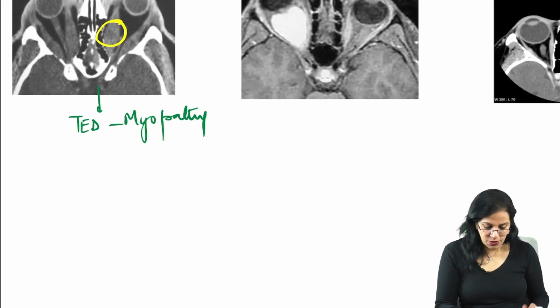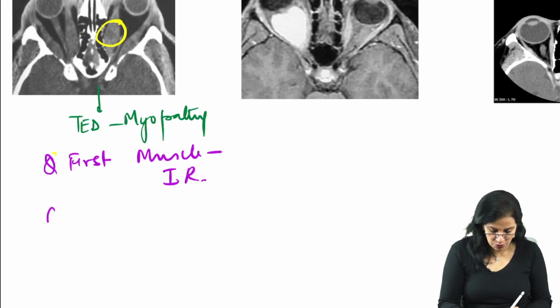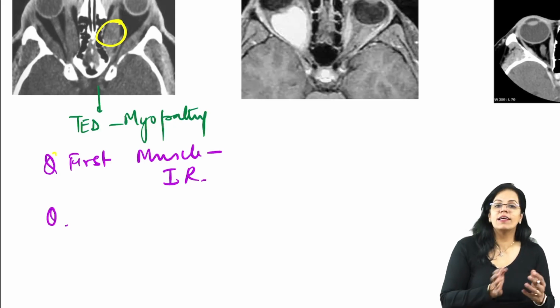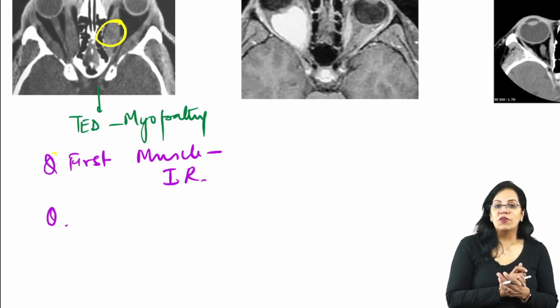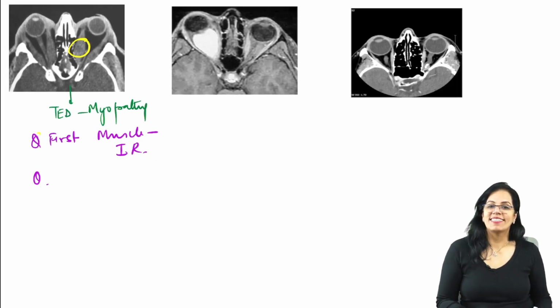Okay, what are the questions? Which is the first muscle to be involved? What will you answer? First muscle is inferior rectus. And if they ask you last muscle, then it is obliques. If you have to pinpoint, you can say the last muscle is your inferior oblique, but mainly it is the obliques which are involved last. That is what is mentioned, right?